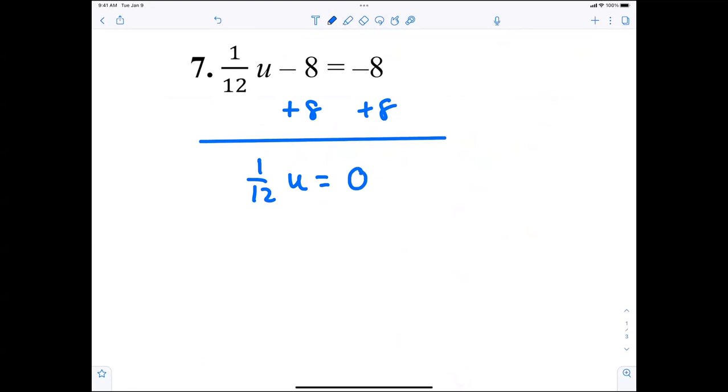Yeah, so it has to be 0. It must be 0. The only way you can get 0 is if you multiply by what? 0. So we knew that u is equal to 0, but just for yesterday, how do I get rid of a fraction? Multiply by the reciprocal. So you'd put 12 over 1 and 12 over 1. And 0, of course, times anything is still what? You don't have to put that step down.